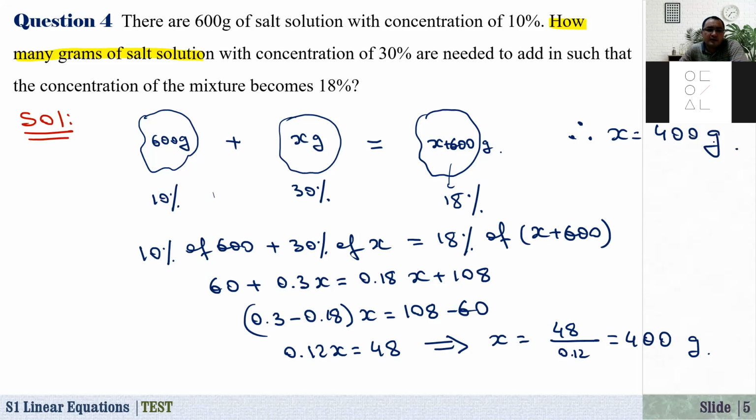The question is, how many grams of salt solution with concentration of 30% are needed? So we need 400 grams of salt solution with concentration of 30%.